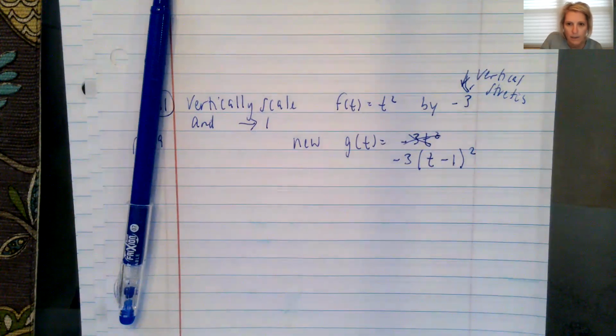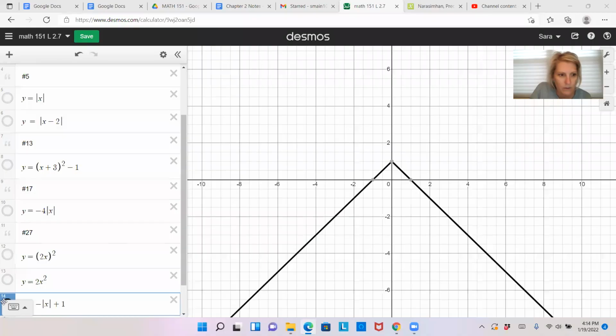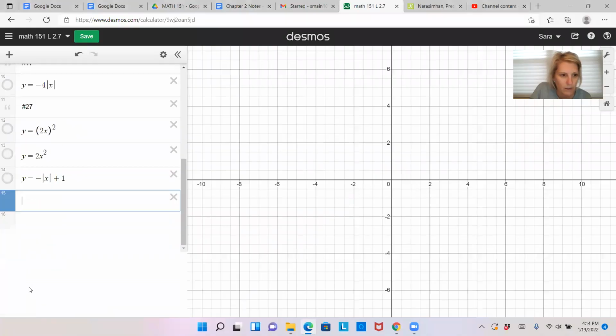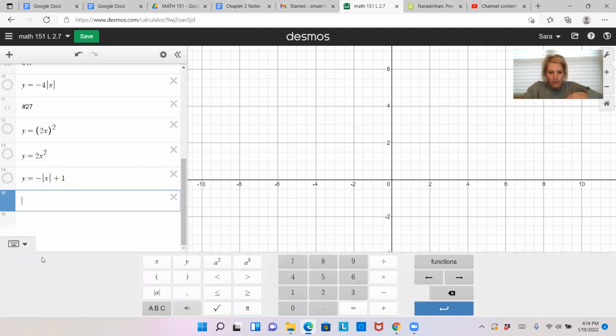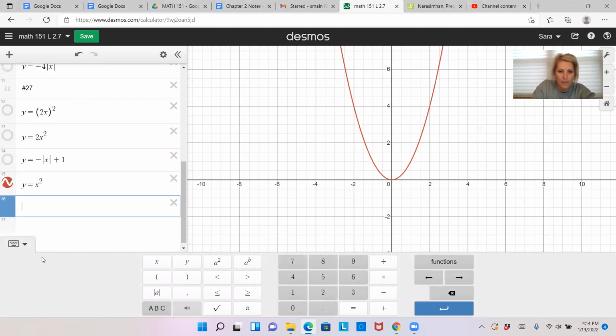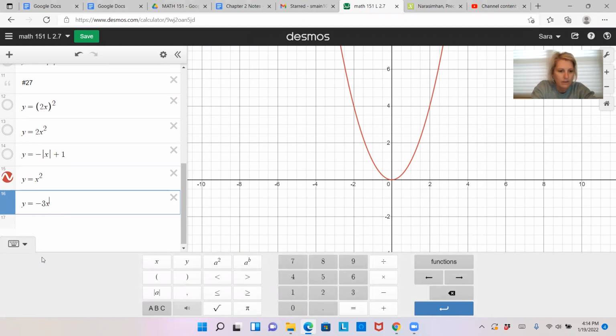So let's go check this out and see if it's doing what we think it should be doing. So I'm going to turn off my base unit here. My base unit is x squared, okay? And then I'm going to do -3x squared. So that reflected it. I'm going to take off the negative for a minute. And yep, it made it skinnier. That's what we thought. And then a negative reflects it. And now if I added 1 here, it's just going to move it up.